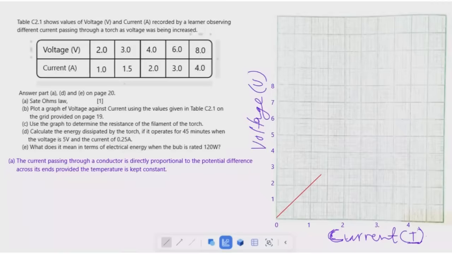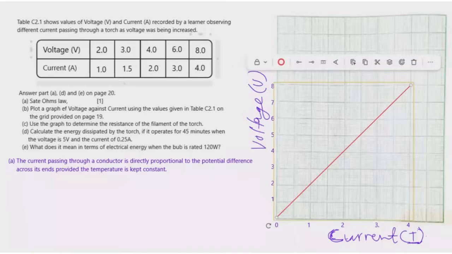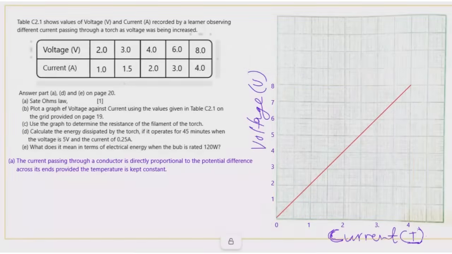When the voltage is increased to 3, the reading on the ammeter is 1.5. That's how we're going to move. Then when the voltage is 6, the reading on the ammeter is 3 amps. Then when the voltage is 8, the reading on the ammeter is 4. So that is the graph we're going to come up with. We have drawn the graph like that, and basically that's how you draw the graph.